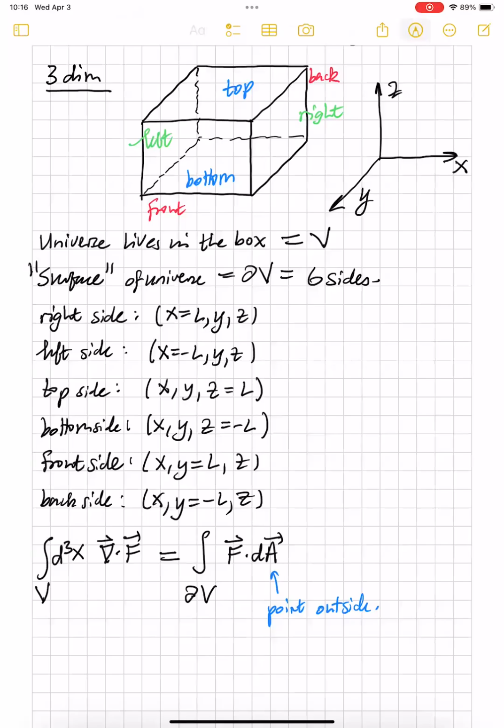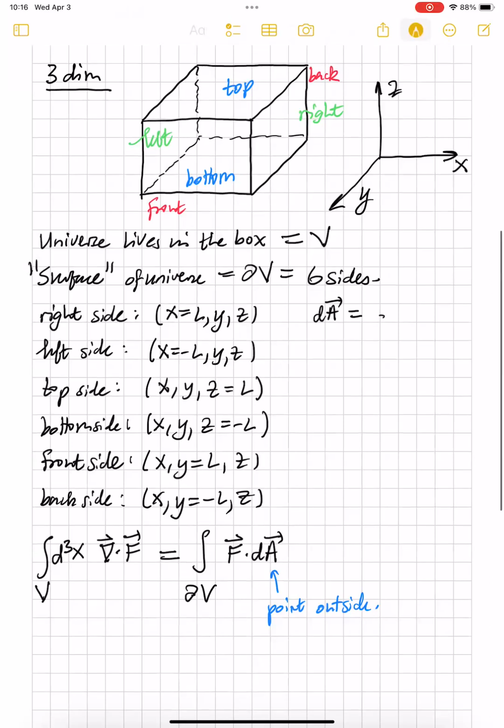Okay, so to actually now evaluate the integral over the surface of the box, the first thing that we should try to do is write down these area elements dA on each of the various sides. So let's start off with the right side here. For dA, the points y and z can be anything. So y and z are the two coordinates on the surface of the box, and the size of some little area element is going to be dy dz.